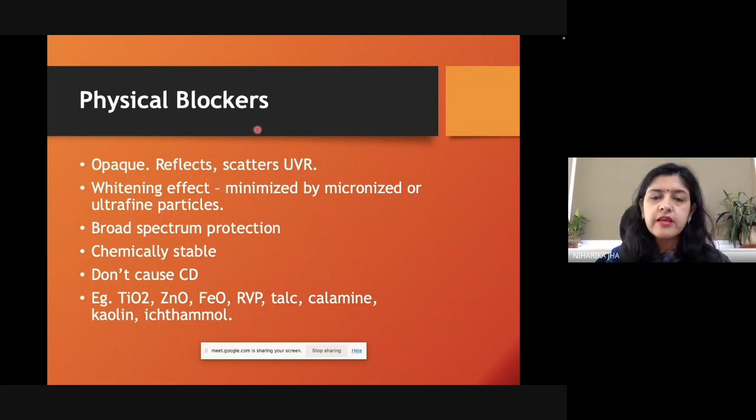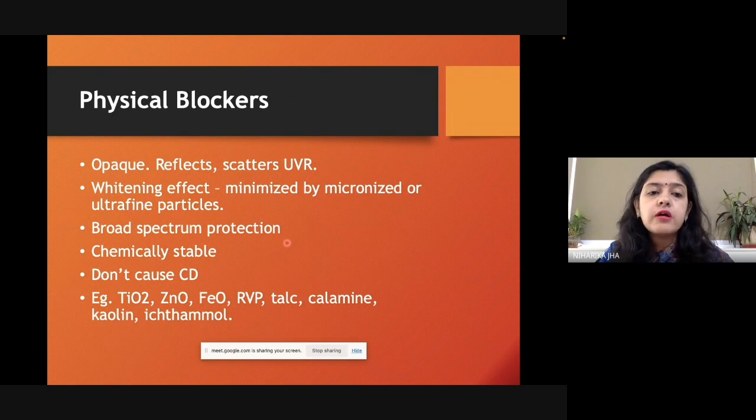Physical blockers have a tendency to reflect or scatter UV radiation, while the organic sunscreens or the chemical sunscreens, what was their mechanism of action? They used to absorb the high radiation energy and then emit lower energy radiation. But physical blockers, what do they do? They basically reflect and scatter the UV radiation. It is opaque. It leaves a whitening effect. But nowadays, this has been minimized to quite some extent by using micronized or ultrafine particles.